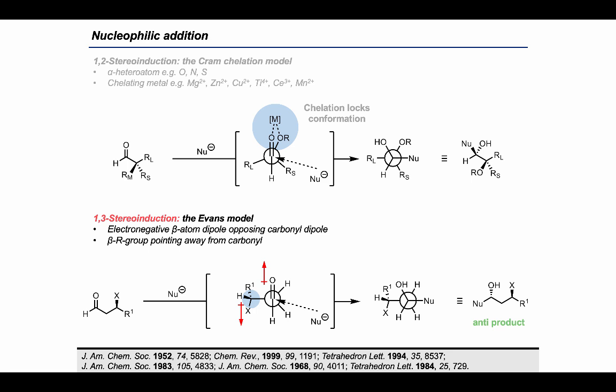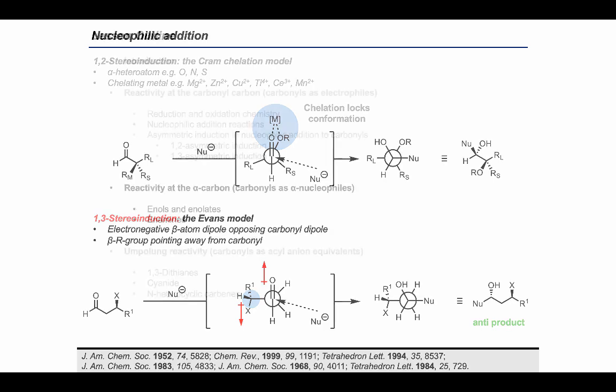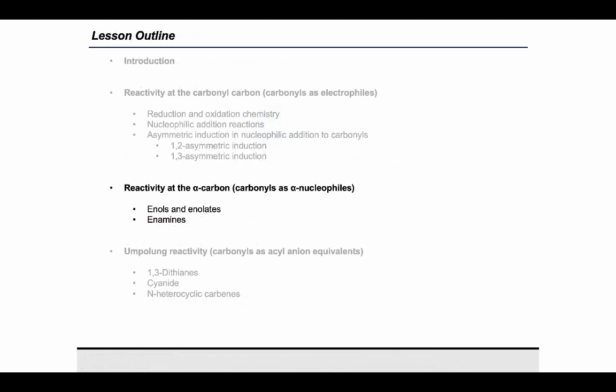Take care, however, when applying the terms syn and anti, as they only refer to the relative relationship of two defined groups. These terms should always be used in conjunction with structural drawings where the relative orientation of the relevant groups is clear. Reitz has also demonstrated that the Cram chelate model can be extended to 1,3 asymmetric induction. We will not be covering this model here, but I've included the reference at the bottom if you're interested in learning more. We'll now move on to look at our second mode of carbonyl reactivity, which is chemistry that takes place at the alpha carbon.